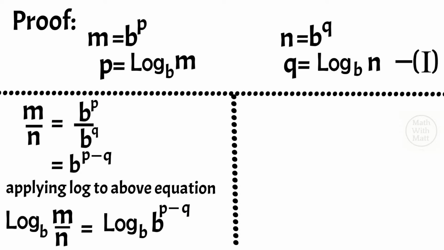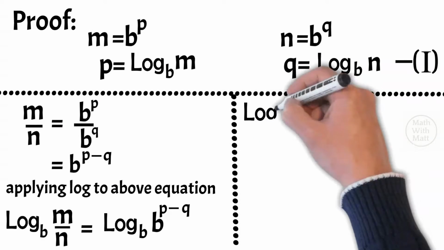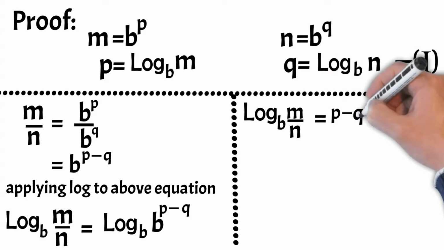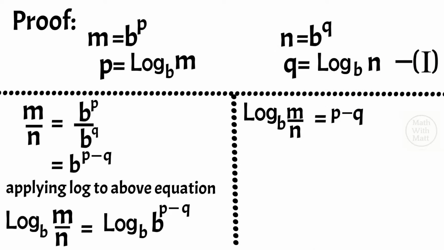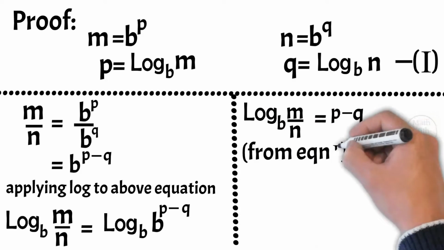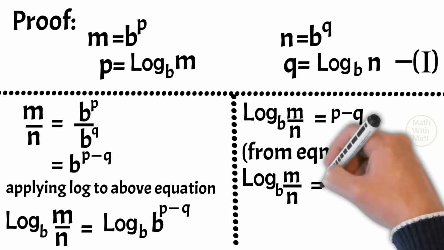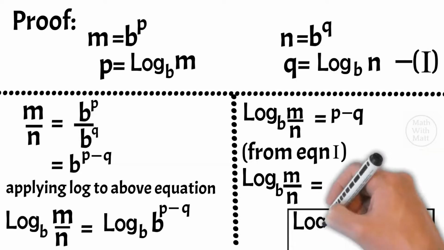Dropping the power down, and taking log of b to base b as 1, we are left with log m divided by n equal to p minus q. And now recalling back to equation 1, we can resubstitute values of p and q to give us the proof of this law.